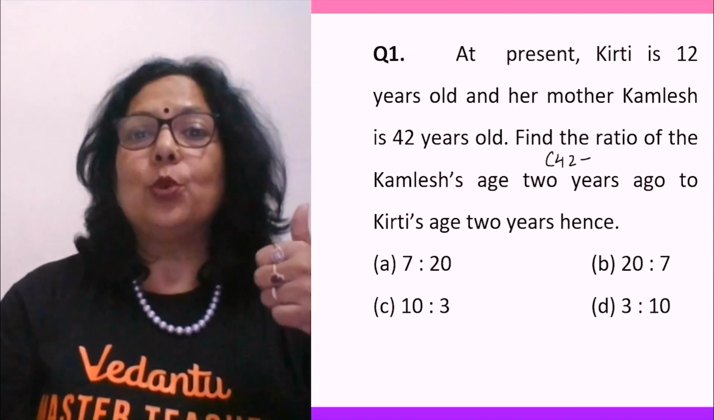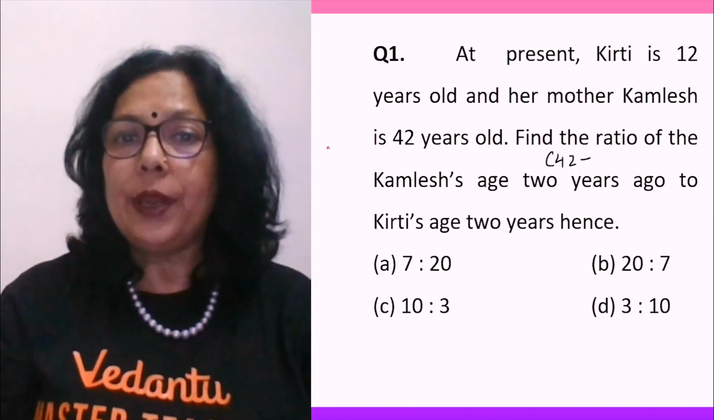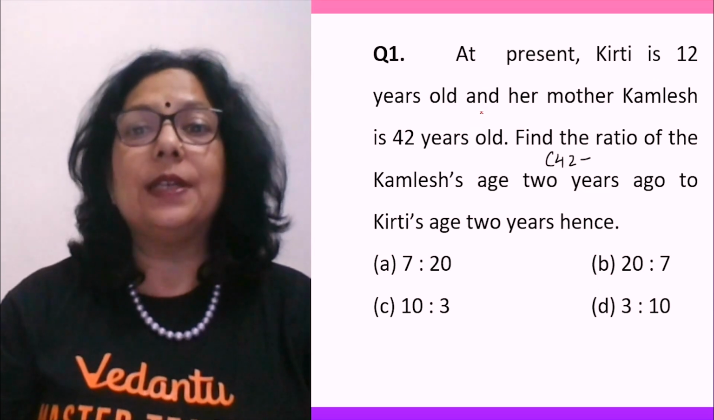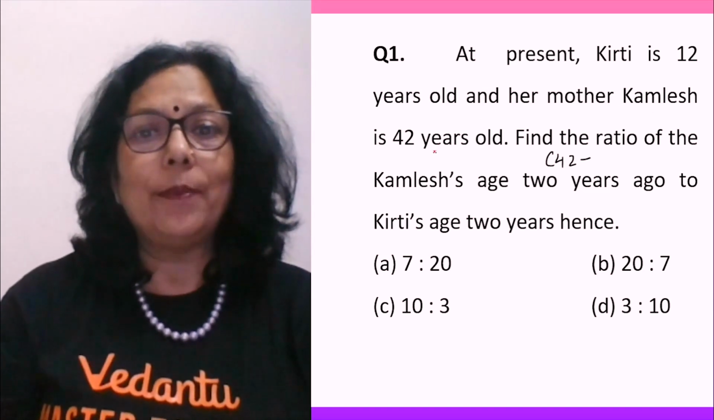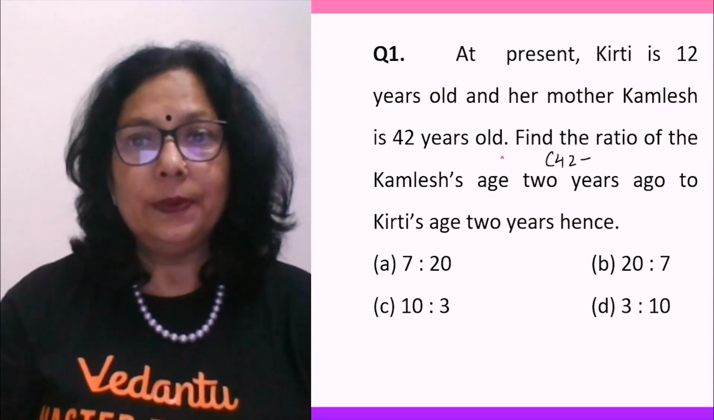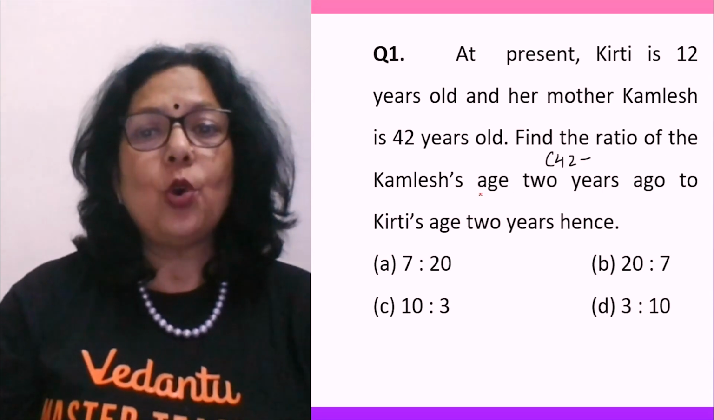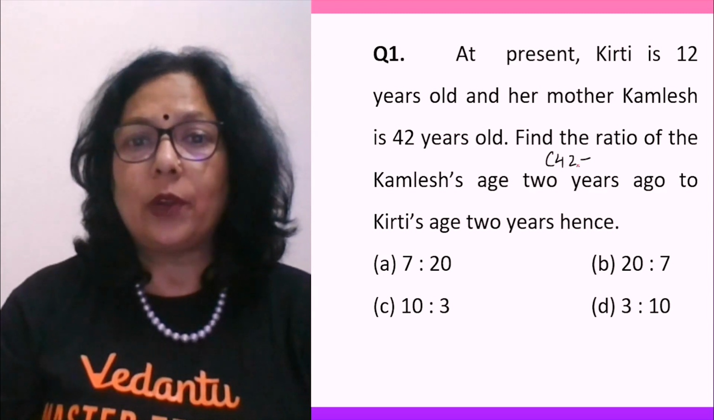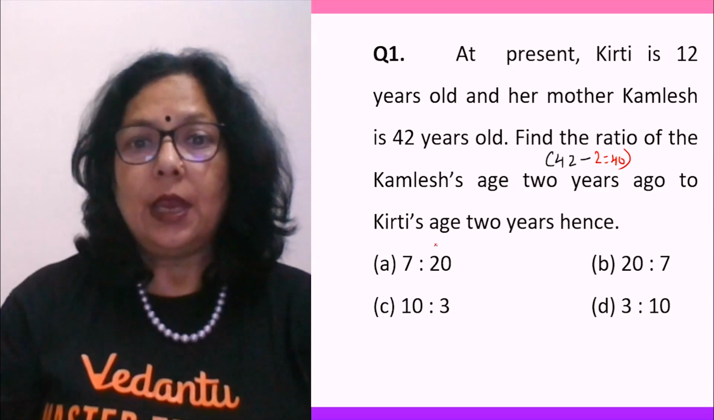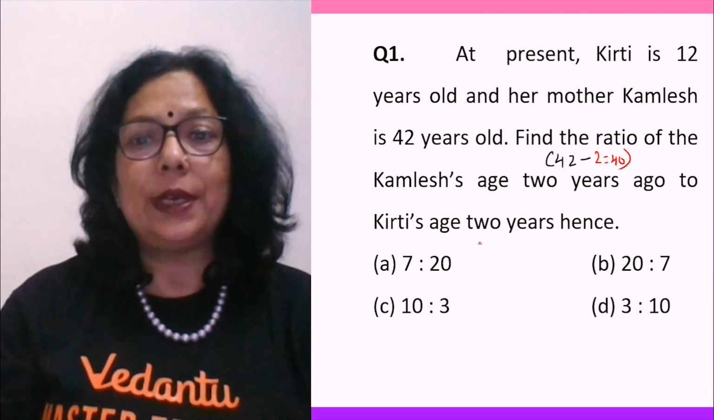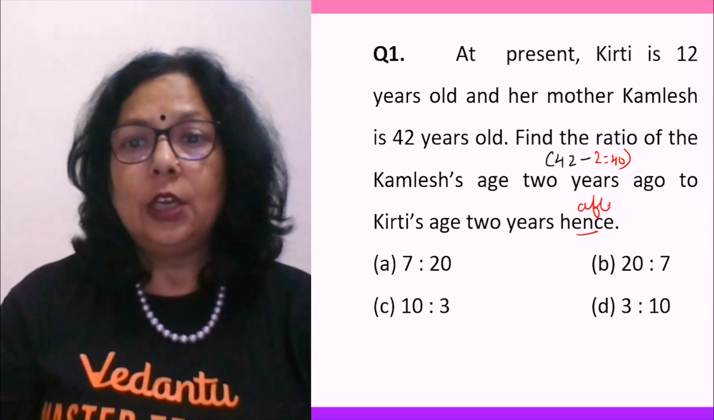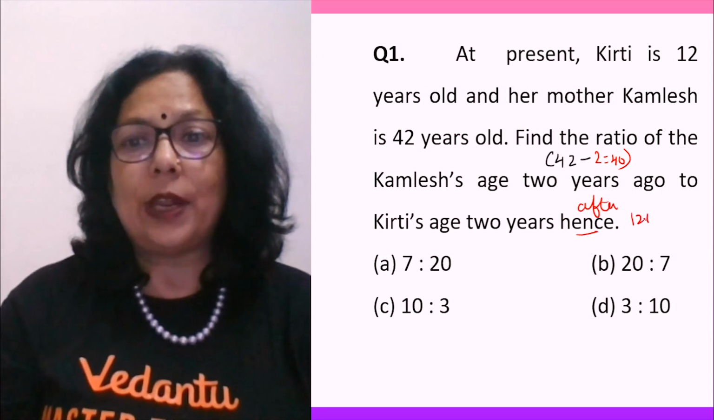So now let us come to question number 1 of IMO year 2018. At present, Kirti is 12 years old and her mother, Kamlesh, is 42 years old. Find the ratio of Kamlesh's age 2 years ago to Kirti's age 2 years hence. So Kamlesh is 42. What will be her age 2 years ago? 42 minus 2 is equal to 40 years. And what will be Kirti's age 2 years hence? Kirti is 12. Hence means after. So after, her age will be 12 plus 2.